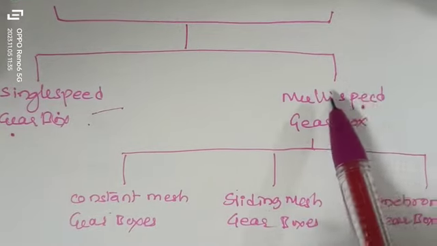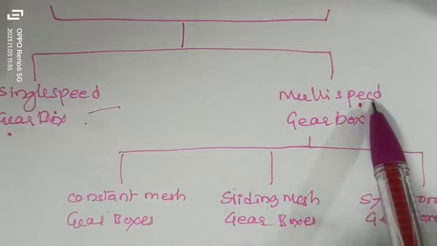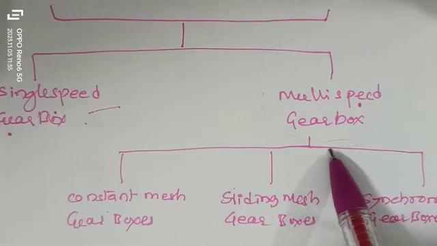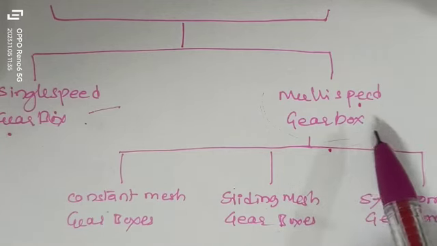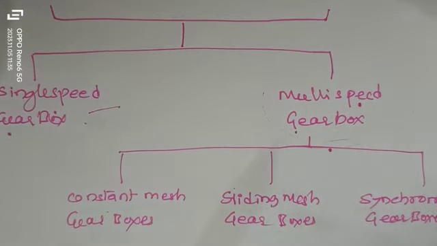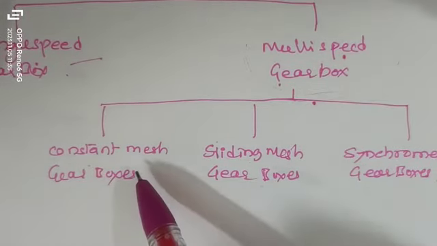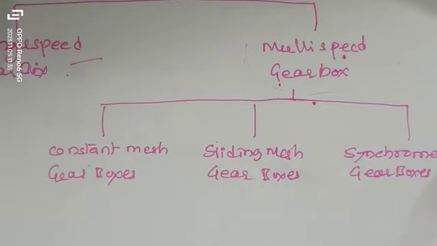If a gearbox operates with more than one speed ratio or gear ratio, it is called a multi-speed gearbox, and for every input speed there is more than one output speed. Examples of multi-speed gearboxes are machine tool gearboxes and automobile gearboxes. Multi-speed gearbox is further classified into three categories, as we have discussed: constant mesh, sliding mesh and synchro mesh gearboxes.